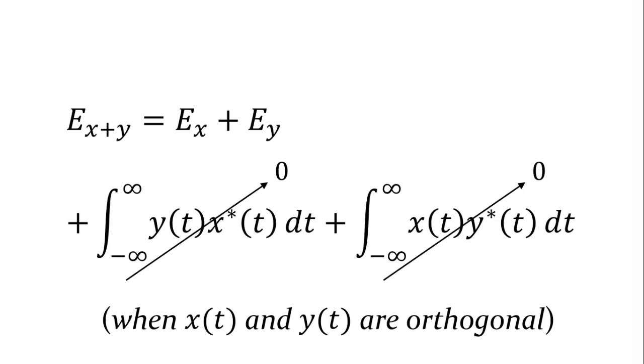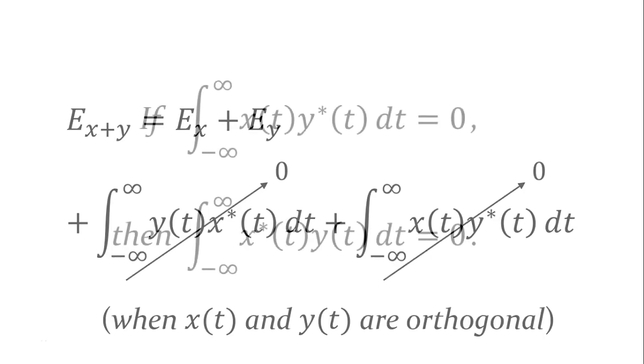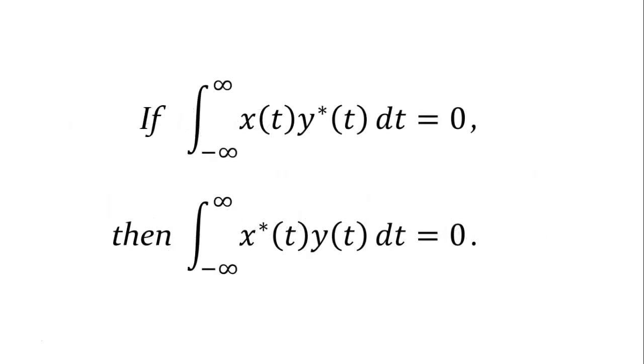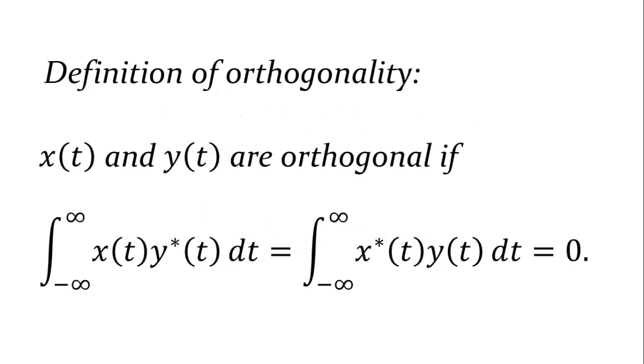Signals x of t and y of t are said to be orthogonal when these cross-product terms equal 0. If one of the integrals of cross-products is 0, then the other must also be 0, proven by taking the complex conjugate of the top expression to obtain the bottom expression. So, signals x of t and y of t are orthogonal when the product of one signal multiplied by the complex conjugate of the other signal has area 0.